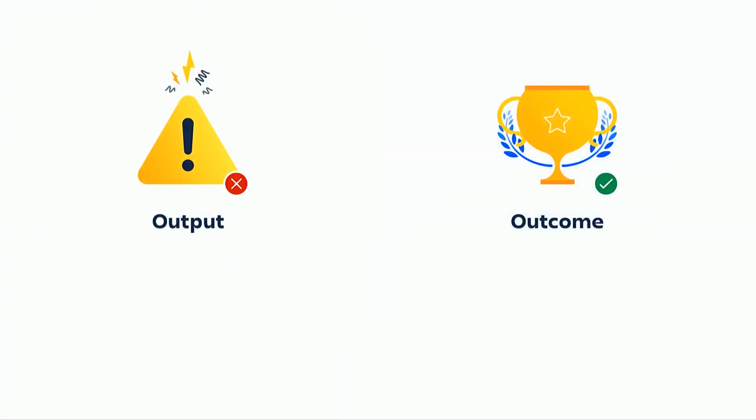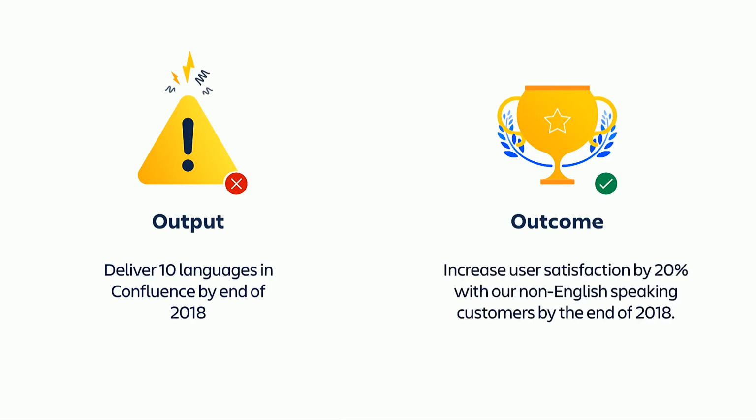Well, the mistake that we made was that we were measuring ourselves by output and not by outcome. The goal that we set and the way that we were measuring ourselves was output-driven. Deliver 10 languages in Confluence by the end of 2018. And what we should have been measuring is user success, or outcome. An example of which is to increase user satisfaction by 20% with our non-English speaking customers by the end of 2018. So this metric is outcome-driven because it shows us whether our customers are being successful in achieving their goals.